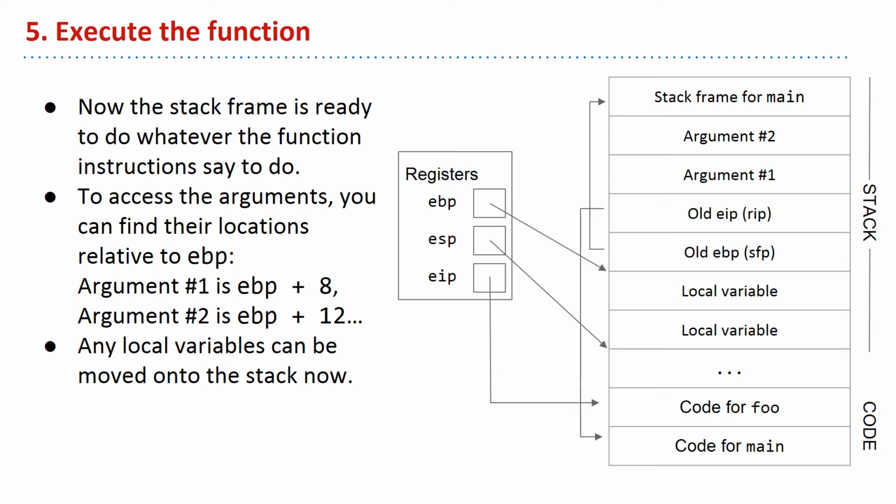Also, the local variables are now going to be EBP minus 4, EBP minus 8, EBP minus 12, and so on. So EBP is just kind of like this nice anchor, this nice landmark that tells us where everything is.